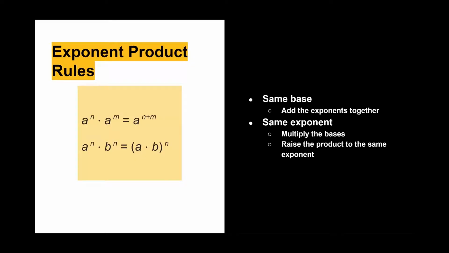So for our first exponent rules, we have the product rules. The first one above is the same base rule. With this one, as you can see, the same base is a. For that one, you add the exponents together. The second one we have on the bottom is the same exponent. For that one, you multiply the bases and you raise the product to the same exponent, which in this case is n.